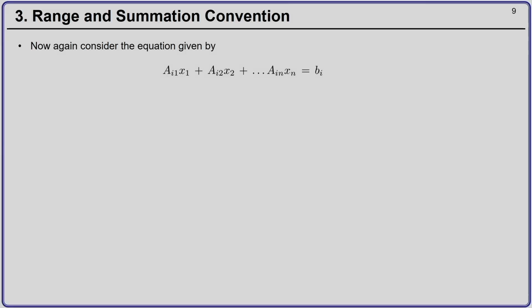Now, I can further compress this expression. This expression over here is still long. It will be tedious to write. So, what can we do? I can use the summation sign and write summation j equal to 1 to n a_ij x_j equal to b_i.